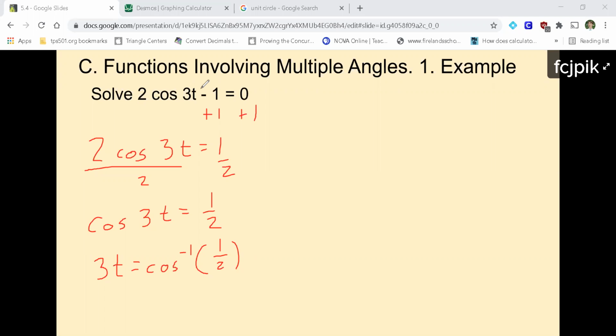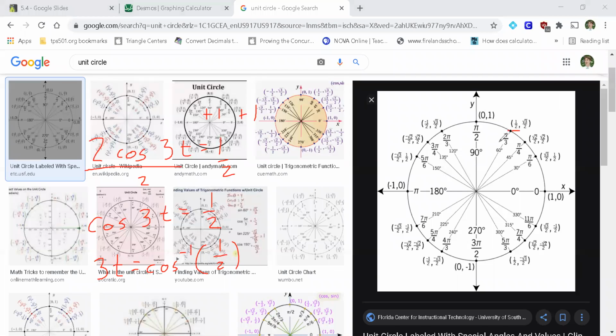So let's go ahead and do this one in radians. Where is x equal to a half on the unit circle? Let's see, right there. And right there.